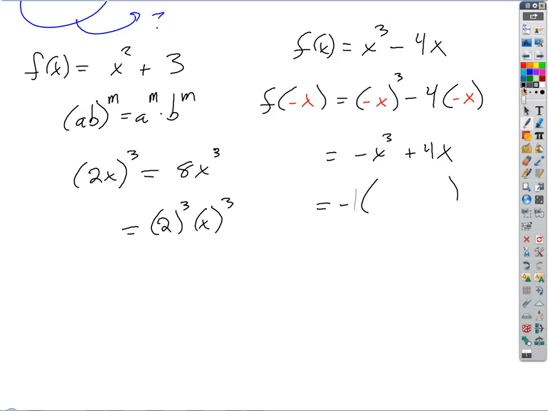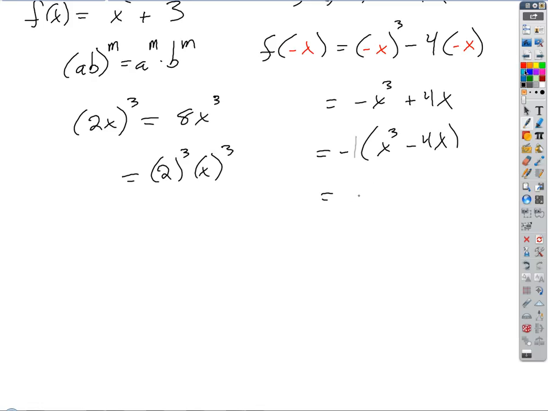There it is. Negative 1 times, well, what's left over if I undistribute or divide away a negative 1? What's negative x cubed divided by negative 1? x cubed. What's 4x divided by negative 1? Okay, you see that? Well, isn't that right there just f of x? So what do we got? We've just got negative f of x. So it's odd. Okay? One more example.